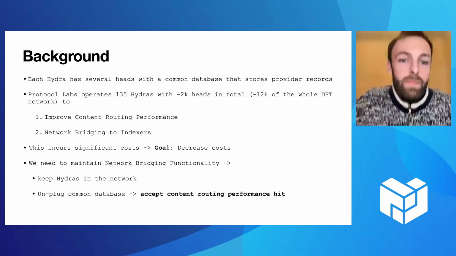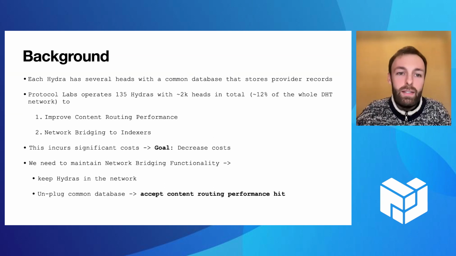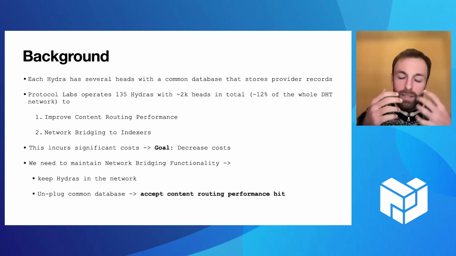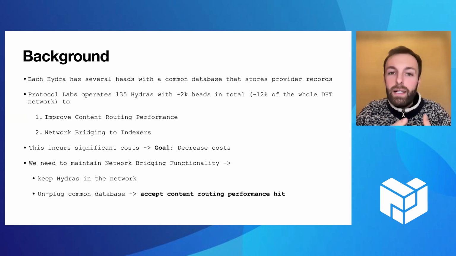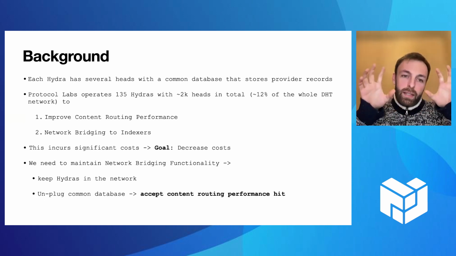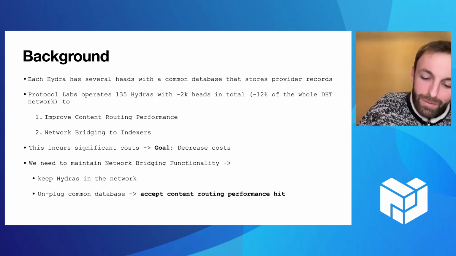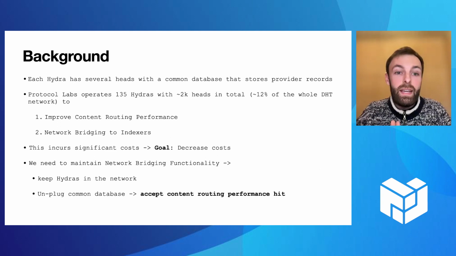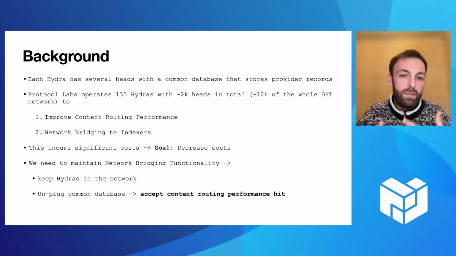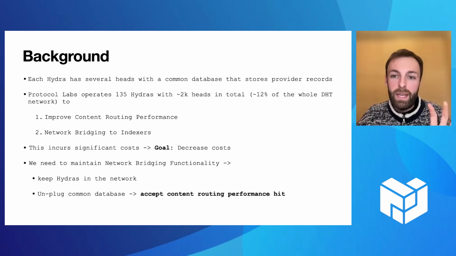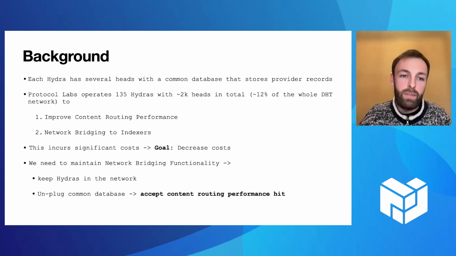So Hydra boosters in general are a collection of heads, each Hydra booster has a couple of heads, and ProbeLab is operating quite a bunch of them. All Hydras strive to improve the content routing performance, and ProbeLab is operating around 135 Hydras. Each of these Hydras has a bunch of heads, roughly 10 to 15. So in total, ProbeLab is operating around 2,000 Hydra heads, which make up around 12% of the network.